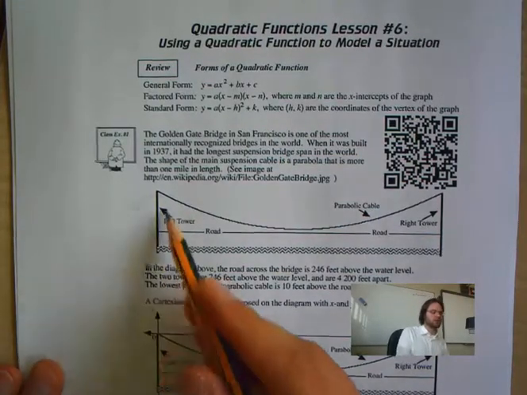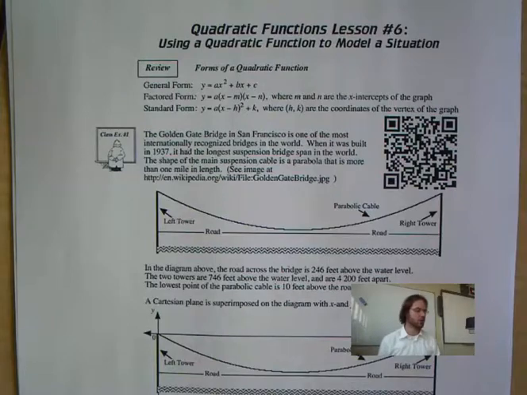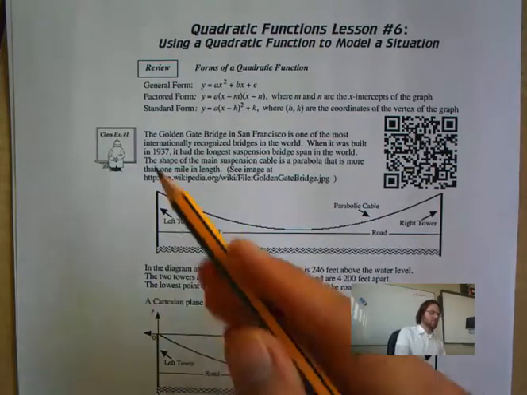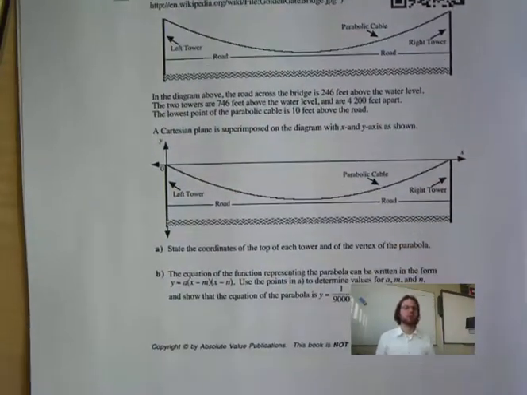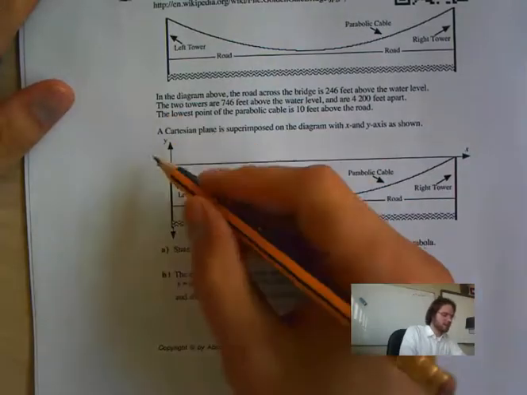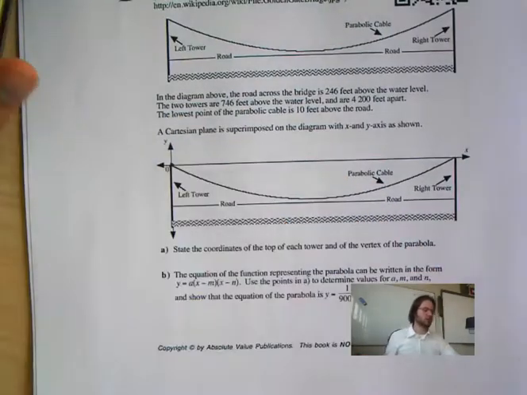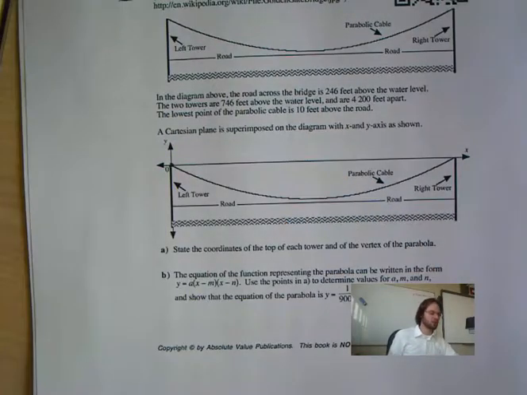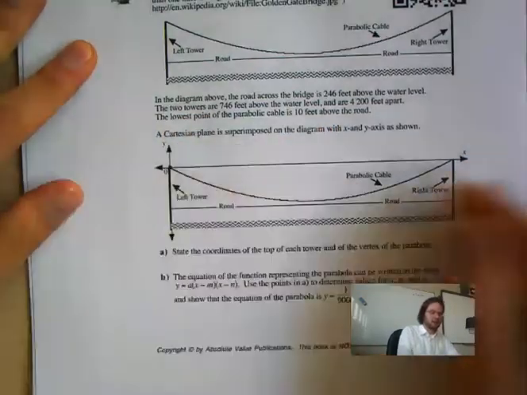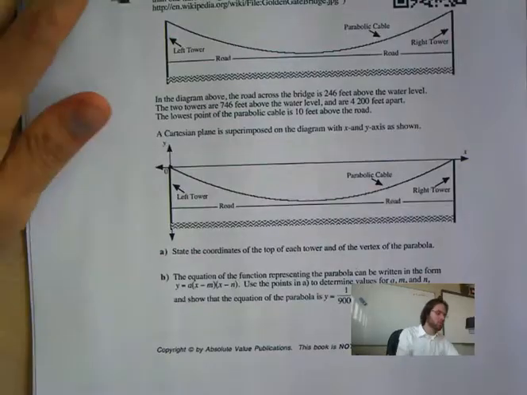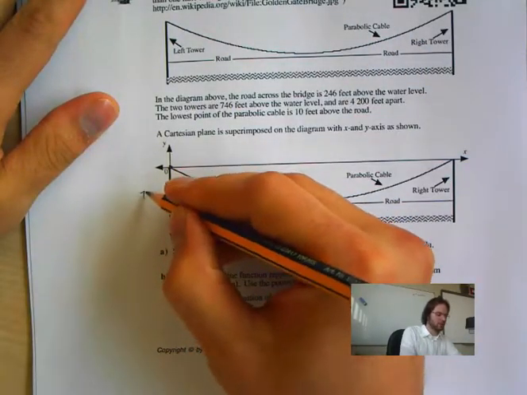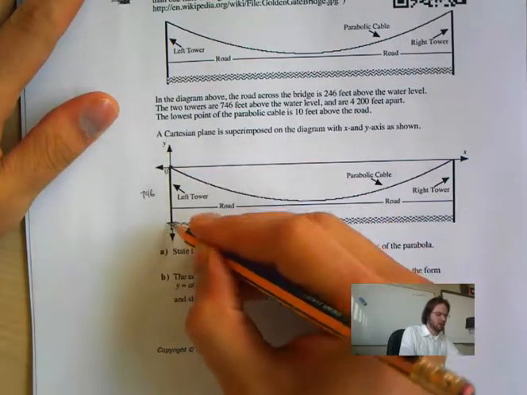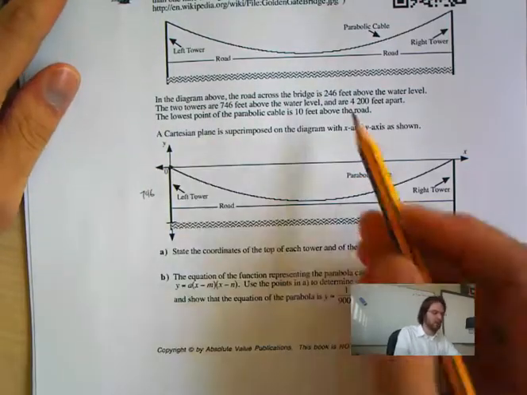So right here, our first question, we're looking at the San Francisco Bridge, or the Golden Gate Bridge in San Francisco. I'm just going to skip ahead to the part where we get to the information about the bridge. First thing it says, this point here is 0, 0. So that's my origin. So here's my y-axis, this is my x-axis. And we know this is 746 feet above the water. So from here to here is 746 feet.